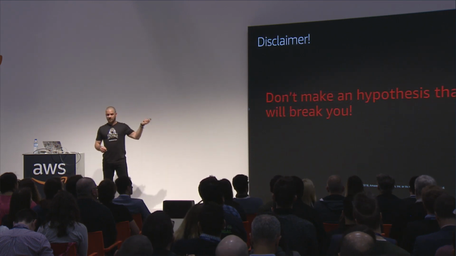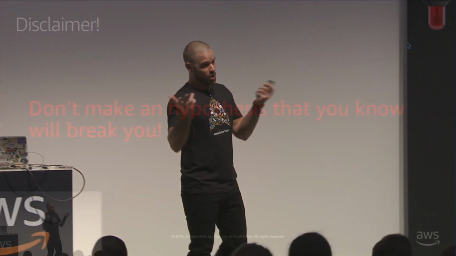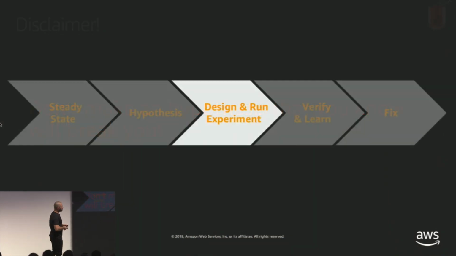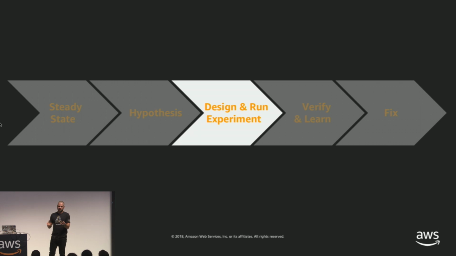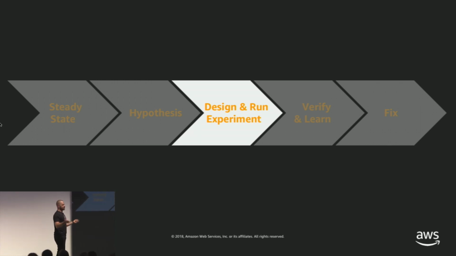Now, that's exactly what I said. So don't break things that you know are going to break, right? Once you have done your hypothesis and say, okay, what is happening if I break my database, and everyone agrees, okay, the system should go into read-only mode, then you can design an experiment and say, okay, how am I going to prove this in production?